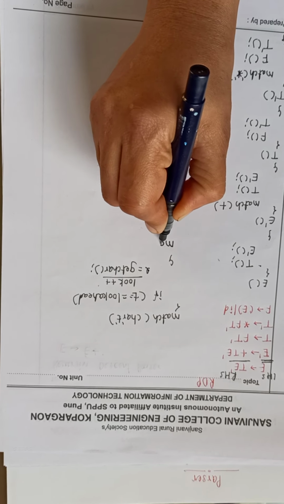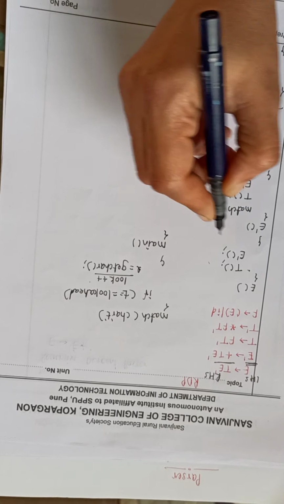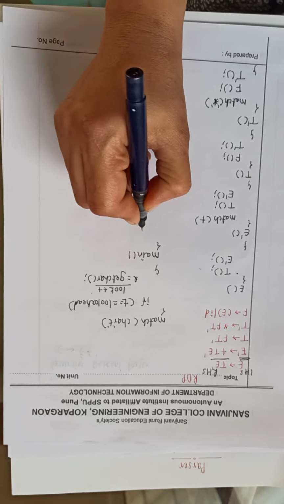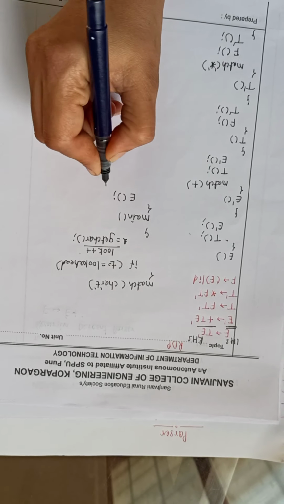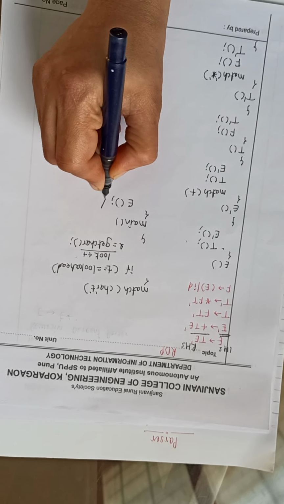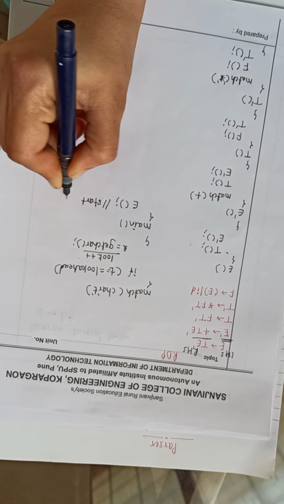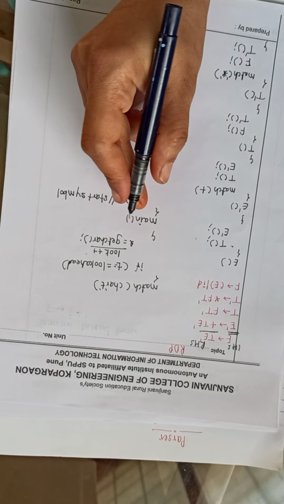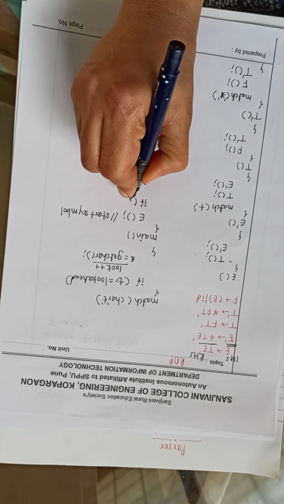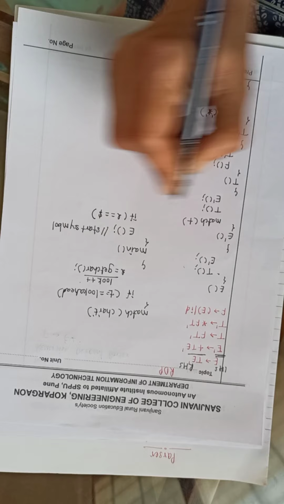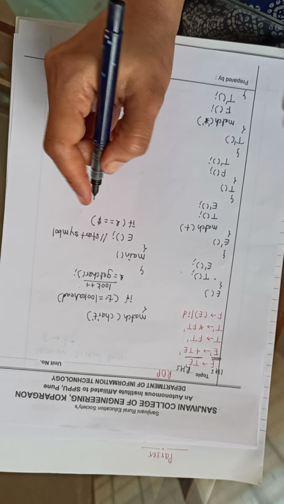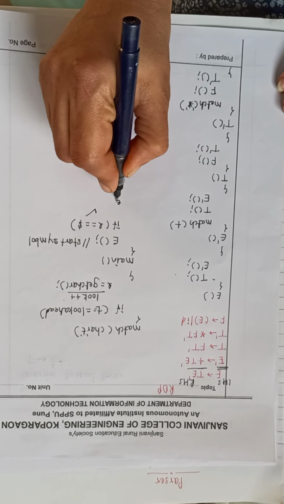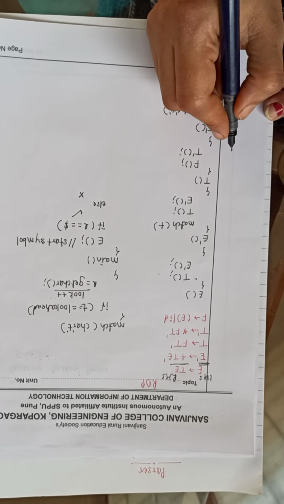Now the main function starts by calling our starting symbol. In this example the starting symbol is E, so we call E, and then we check whether the look ahead we are getting is equal to dollar or not. If it is matched with the dollar, then we say the string is successfully parsed. If it is not, then we say the string is not successfully parsed.